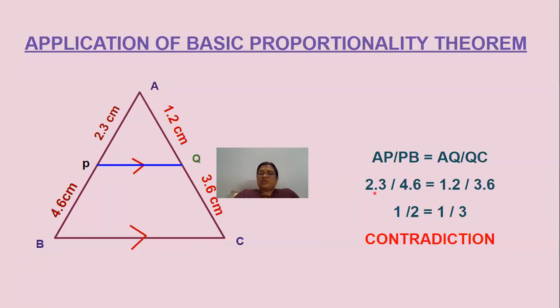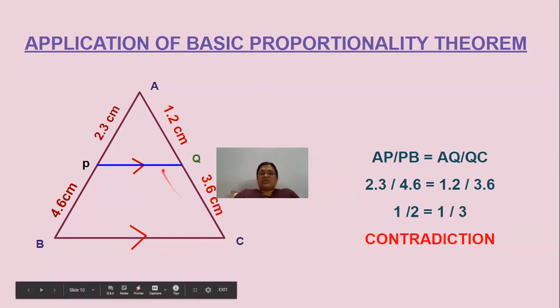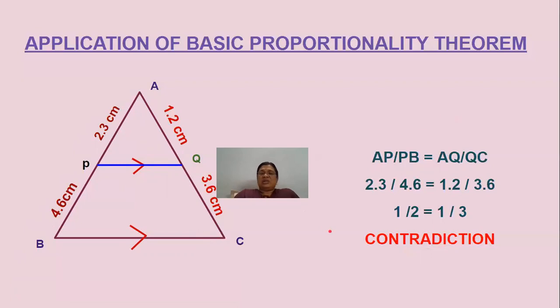See, 2.3, when you double it, you'll get 4.6. 1.2, when you triple it, you'll get 3.6. Therefore, LHS is 1 by 2, RHS is 1 by 3. This is a contradiction. These two are not equal. 1 by 2 is not equal to 1 by 3. Therefore, you can't say these two triangles are similar. What are they? They are not similar. Next.